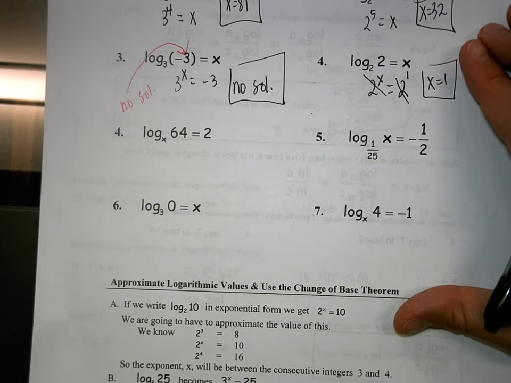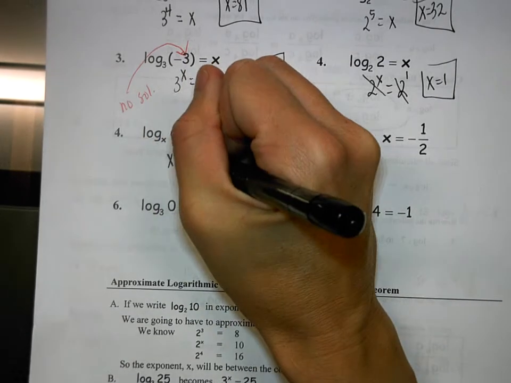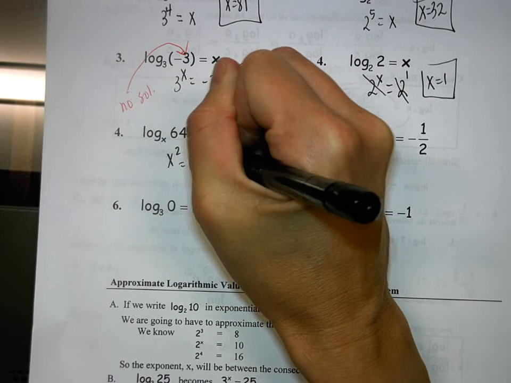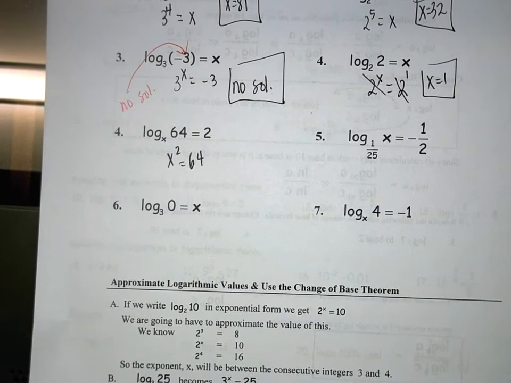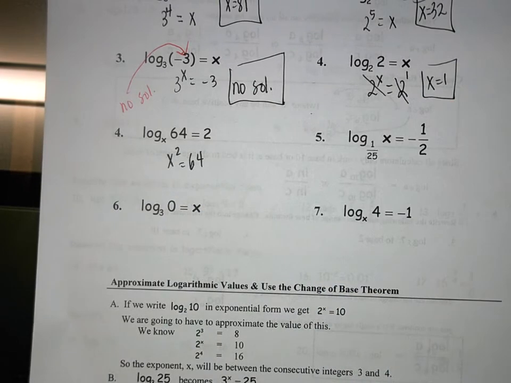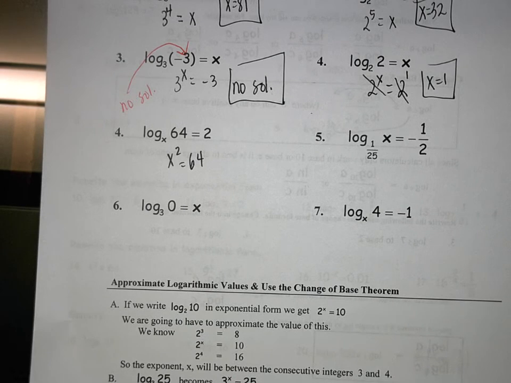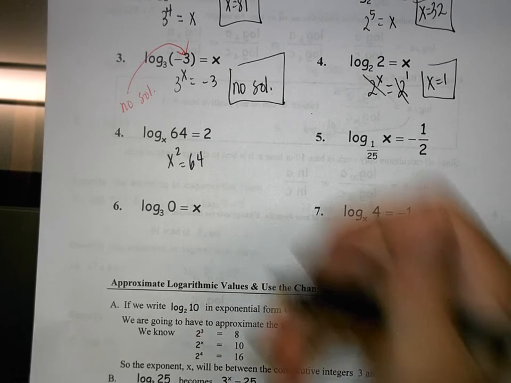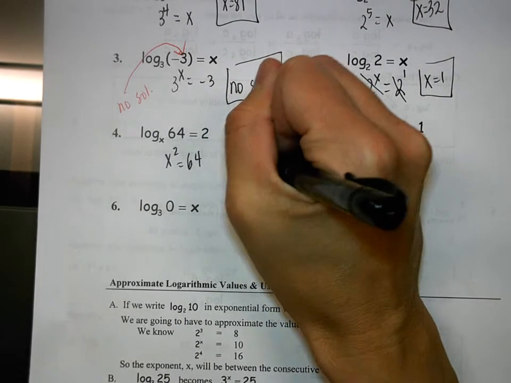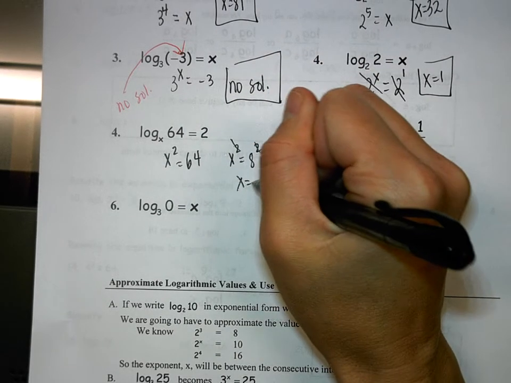Okay, number 4, how would I rewrite that? X to the 2 equals 64. Now, just as we try to get like bases, you also can try to get like exponents, so then you get the same base. Does that make sense? So is there something that I could change 64 to that would make it a 2 exponent? Good. So x squared equals 8 squared, which means that x equals 8.